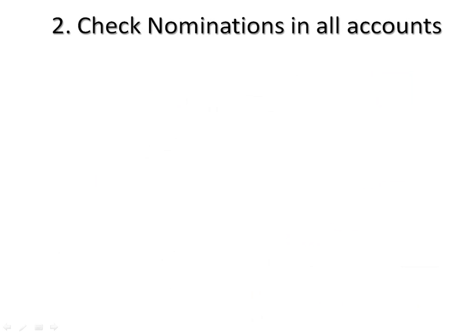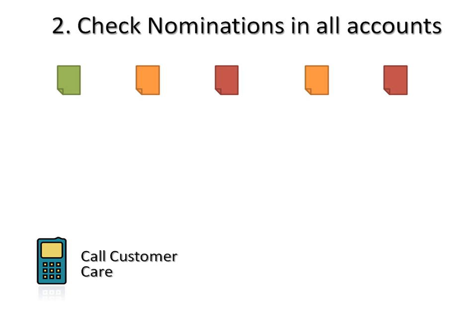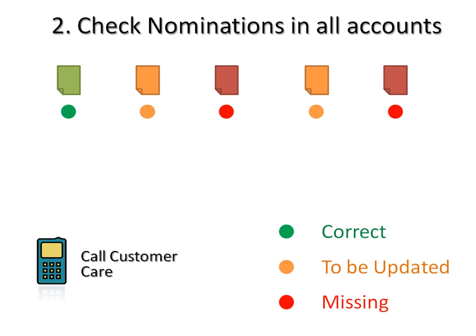The second step is to check nominations of all your accounts and all your assets and fix them. So let us say that you have few assets and you call the customer care of those banks, AMCs or whatever it is and confirm what is the status of the nominations. There can be 3 possibilities. Either the nomination would be correct or it has to be updated or it is totally missing.